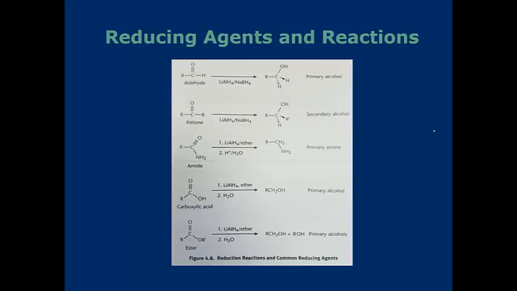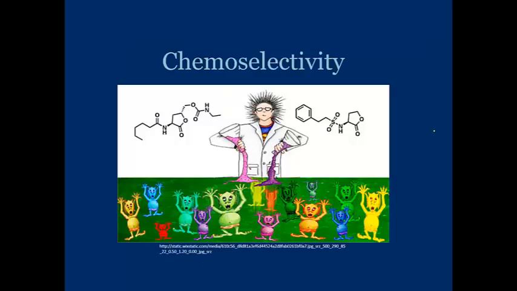Below are some common ones that you will see on the MCAT. Note that lithium aluminum hydride and sodium borohydride are going to be the two that you will likely see. Note that sodium borohydride is a little bit milder than lithium aluminum hydride. For the last bit, we're going to talk about chemoselectivity and what it means.